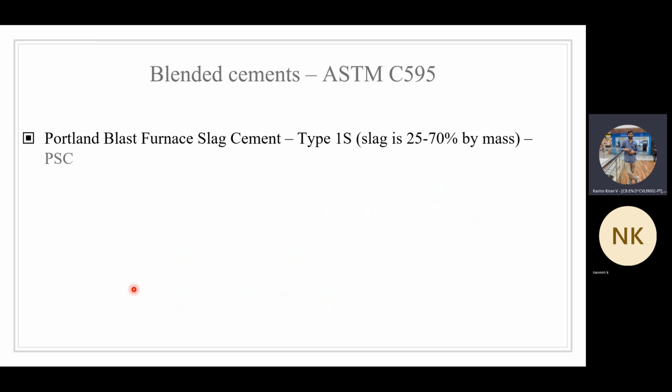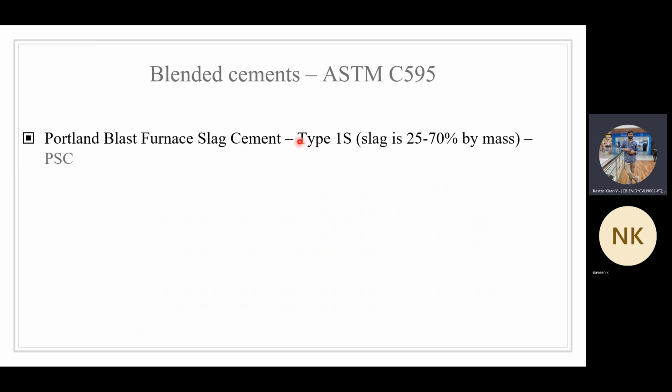Blended cements are the cements which consist of multiple materials or multiple mineral admixtures in the cement. Maybe we cannot say multiple, maybe one or two mineral admixtures can be available in the cement along with the ordinary cement. Similarly, along with the ASTM standards, we have one cement which is called Portland blast furnace slag cement, which is called type 1S.